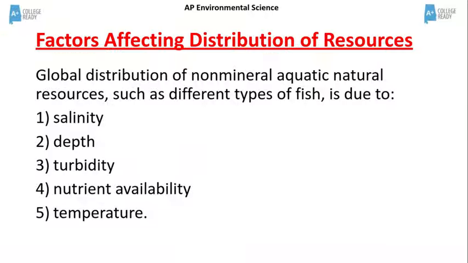The nutrients available in an aquatic ecosystem also affect resource distribution. In agricultural areas, fertilizer runoff into nearby rivers and streams may cause eutrophication to occur. This ultimately reduces oxygen availability and may cause aquatic organisms in that water body to die. Another factor affecting resource distribution is water temperature. Some organisms are adapted for life in colder water and others in warmer water.